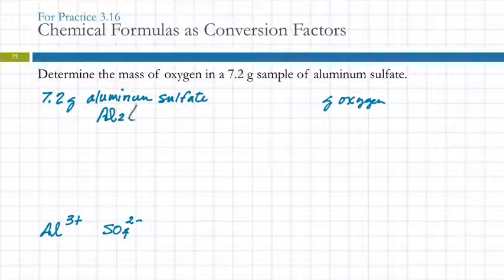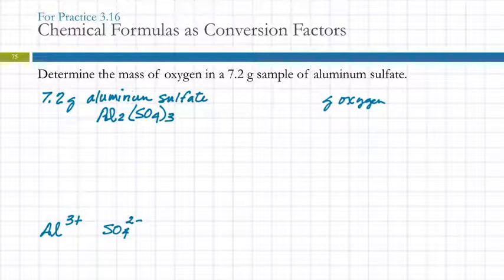So Al2(SO4)3. Because I have multiples of a polyatomic ion, I need to put parentheses around it because I don't want it to look like I've got 43 oxygens. So this gives me the relationship between number of oxygen atoms and number of molecules, or moles of oxygen and moles of molecules.